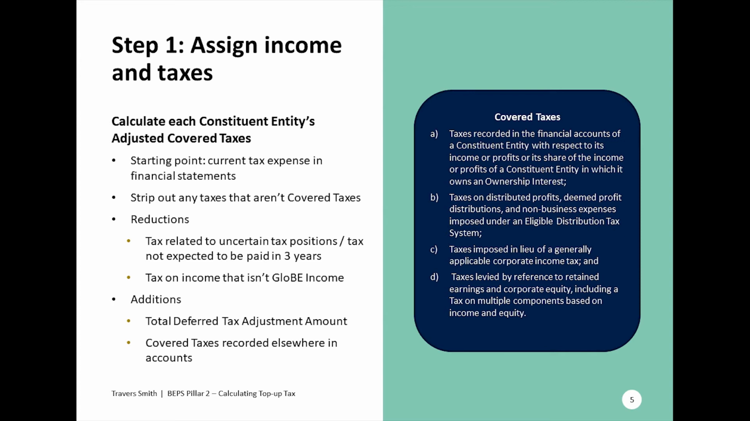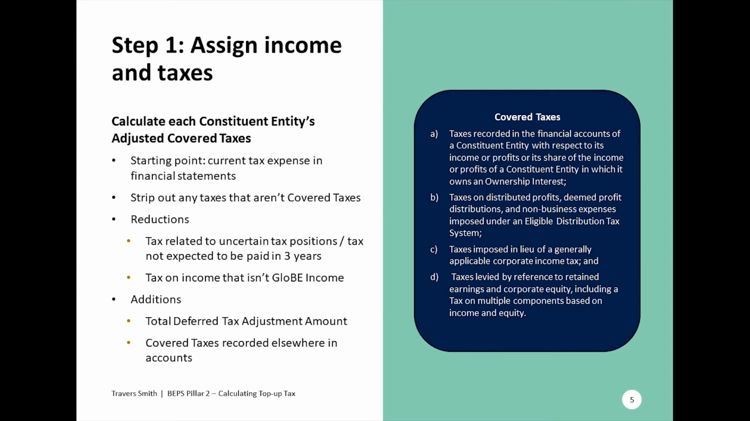The first thing that will be added is the total deferred tax adjustment account, and this is the deferred tax expense that is shown in the accounts adjusted as we discussed a couple of weeks ago, so recast at the 15% minimum tax rate. You also need to add in any covered taxes which have been recorded elsewhere in the accounts. So this might be an expense in the profit and loss computation, or it might be a movement in taxes shown in equity or other comprehensive income.